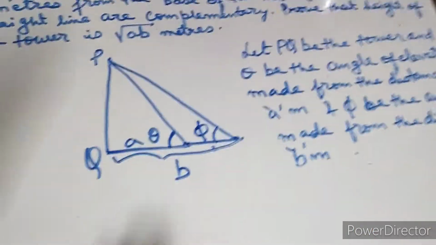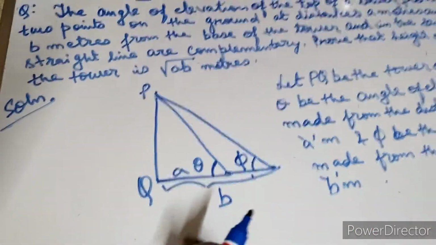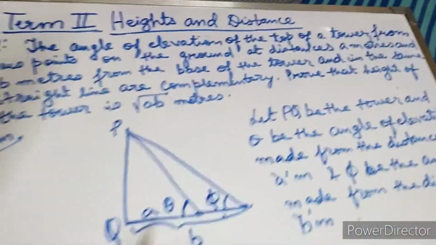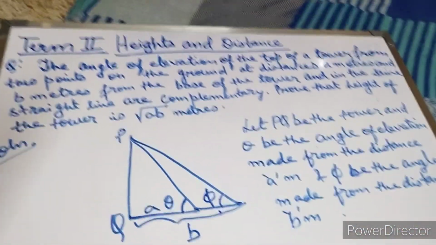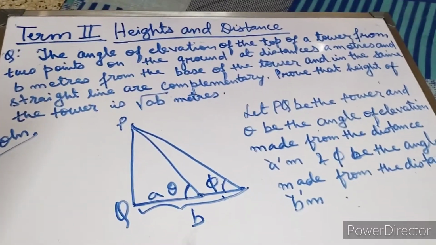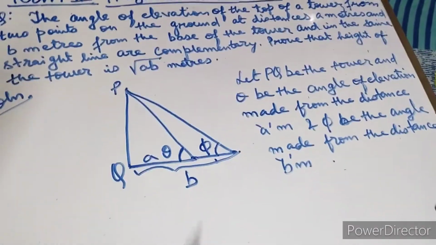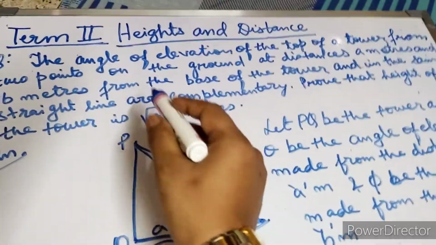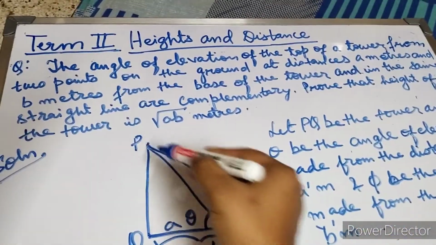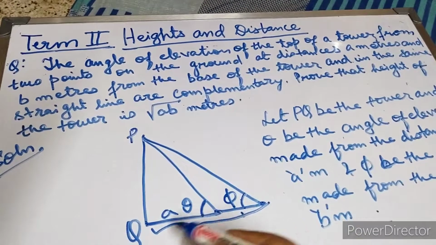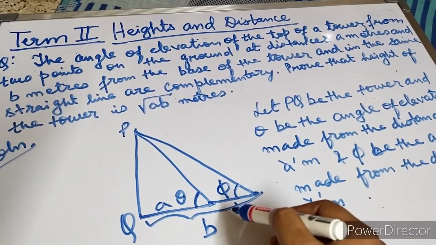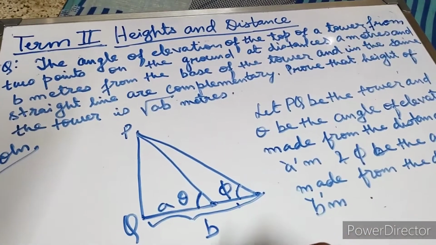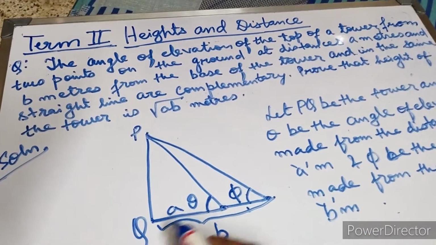Right? Now, firstly in the question it is said that, again I am telling, read the question once, twice, thrice, because the more you understand the question, only then will you be able to solve the problem. The angle of elevation of the top of the tower from 2 points on the ground at distance A meter and B meter from the base of the tower, and in the same straight line.